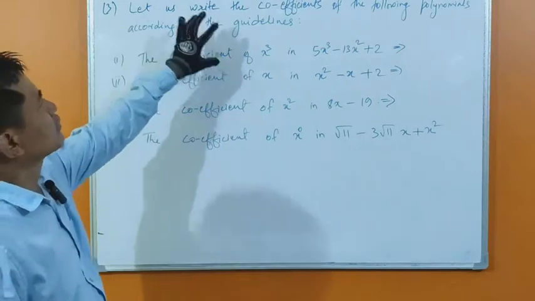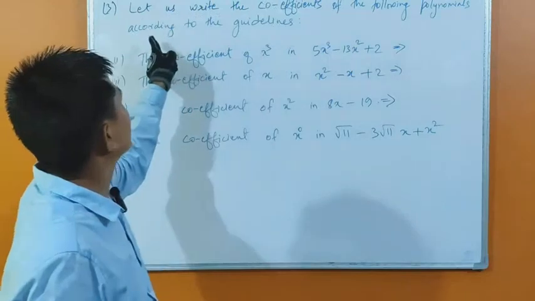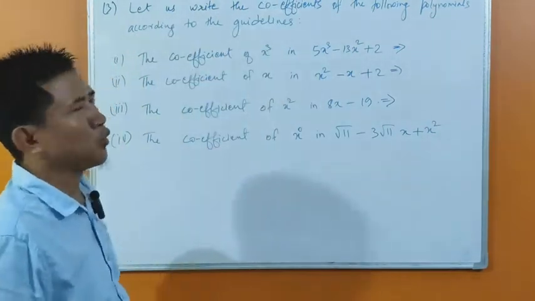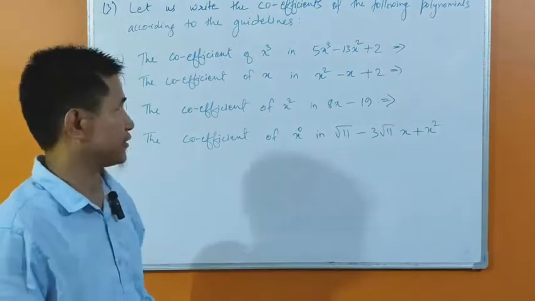Let us first read out the instruction. Let us write the coefficient of the following polynomials according to the guidelines. We are asked to write the coefficient of the polynomials.